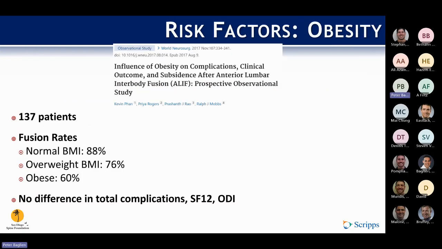Looking at some other factors, obesity plays a role as well. This cohort of 137 patients, published in 2017, looked at fusion rates with normal BMI, overweight BMI, and obese BMI. Interestingly, there was a difference in fusion rates, as you can see here, between 88 and 60%, depending on the cohort of patients. But there was no difference in complications. So even though the more obese patients had lower fusion rates, in this patient population they seemed to do about the same, so probably more asymptomatic pseudoarthrosis.